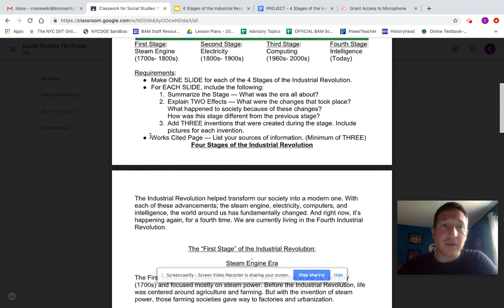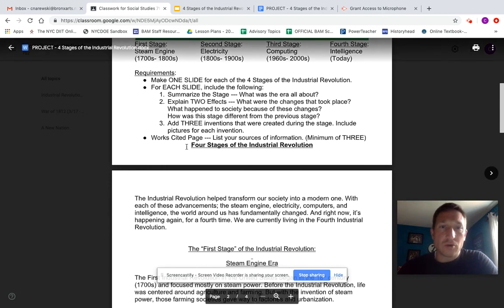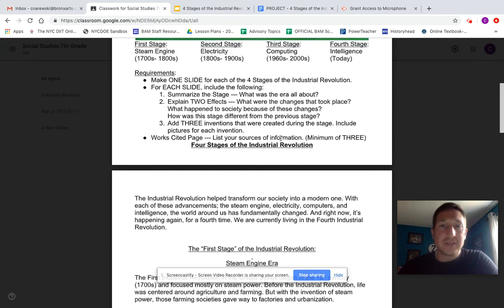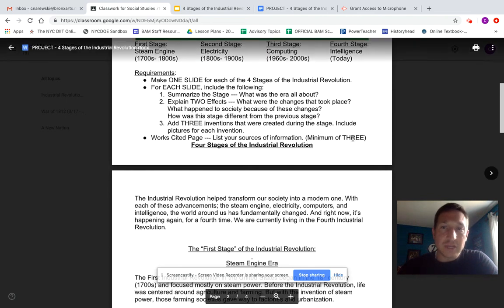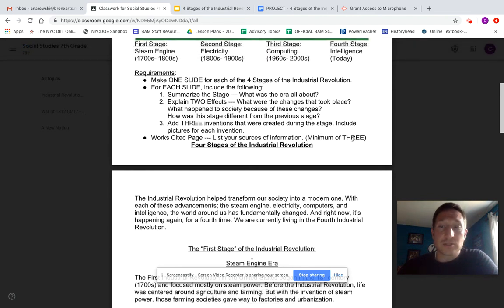Last but not least, your final requirement is a works cited page. Where are you getting your information from? List your sources of information. So all that research that you do, the internet, you need three sites to have on your project in order to get full credit. We're not using Wikipedia. We're not using things to plagiarize.